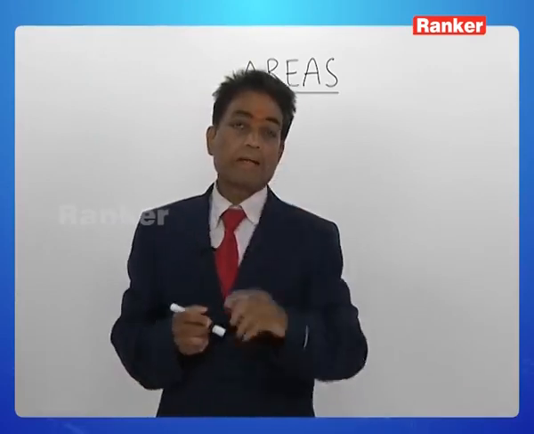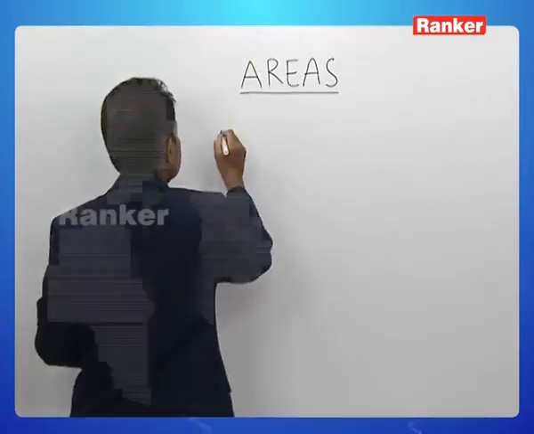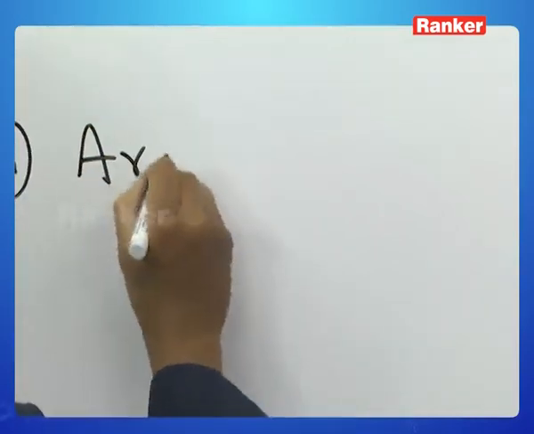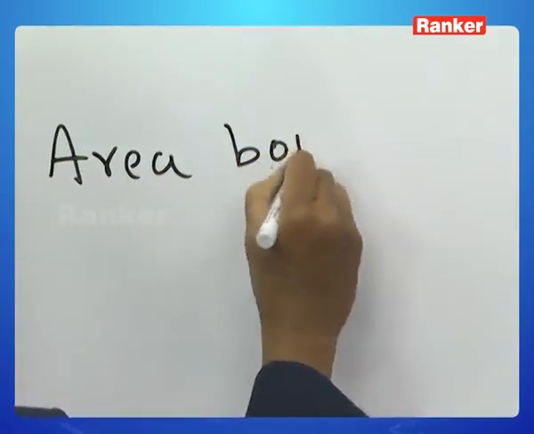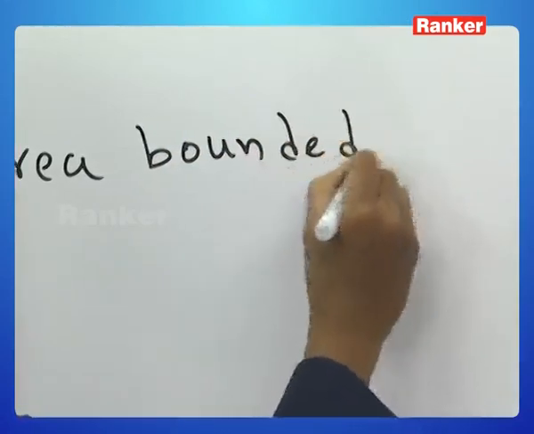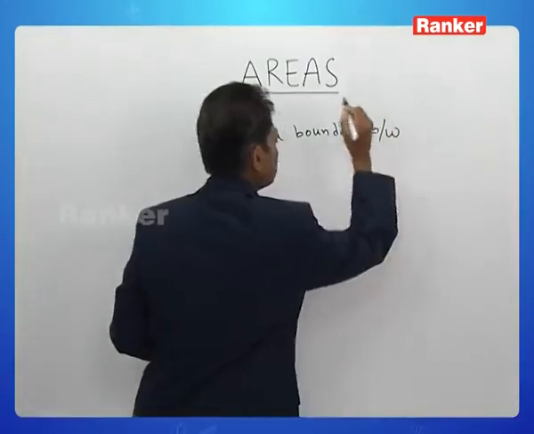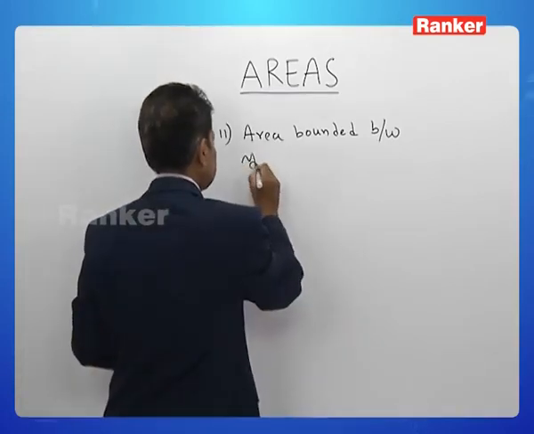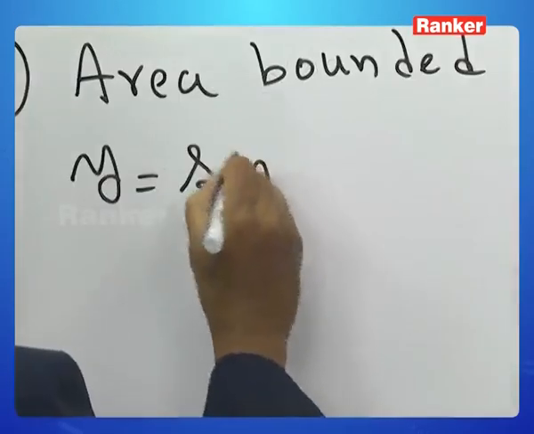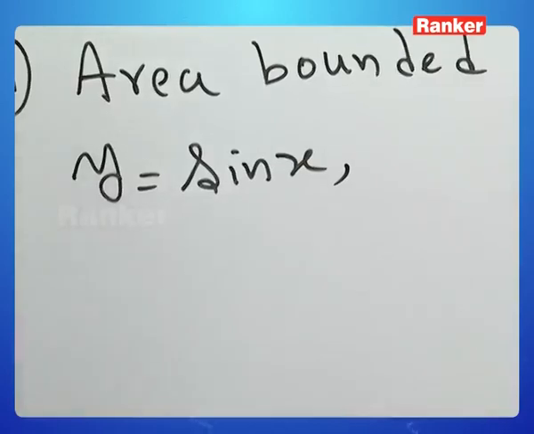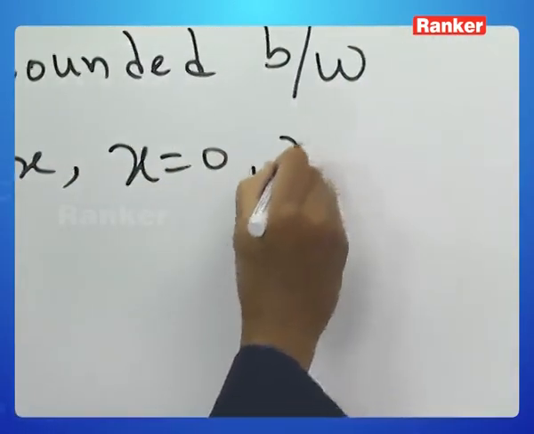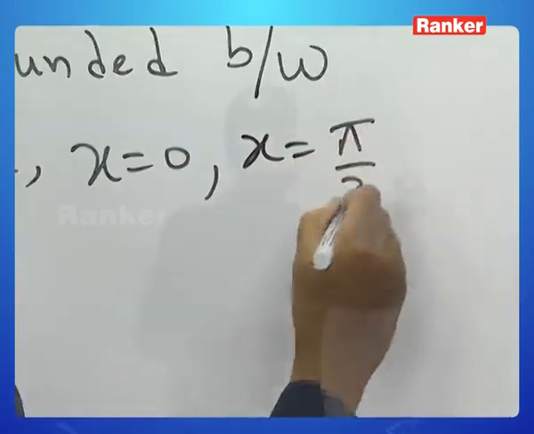Question number 11. Area bounded between the curve y is equal to sin x, and two ordinates given, vertical lines, x is equal to 0 and x is equal to pi by 3.